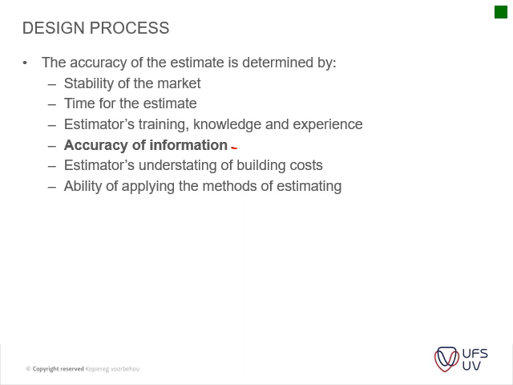Then ability to apply methods and estimation. Completeness of information. Is everything included? Is there maybe on the drawings a footing that's not shown, or an external building housing some mechanical installation that's not shown on this drawing but it's shown on another drawing, which may not have been supplied to the QS? That type of thing. The completeness of information is very important.